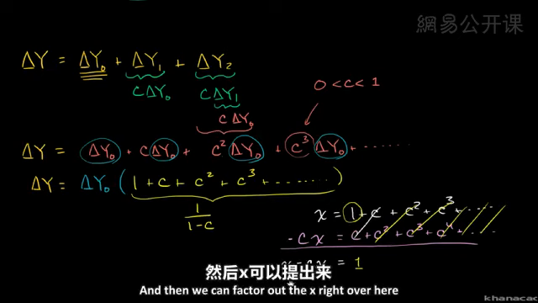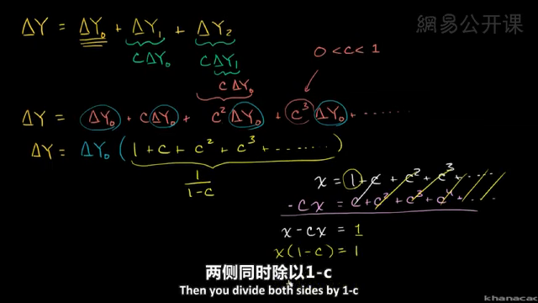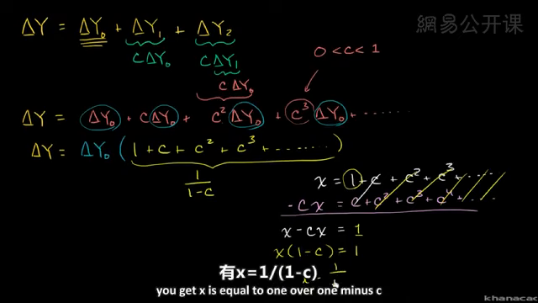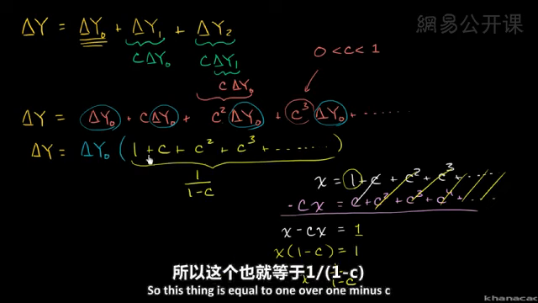And then we can factor out the x right over here. So you get x times 1 minus c is equal to 1. And then you divide both sides by 1 minus c. You get x is equal to 1 over 1 minus c. And x was exactly this thing right over here. So this thing is equal to 1 over 1 minus c.